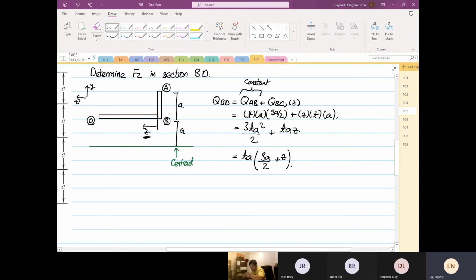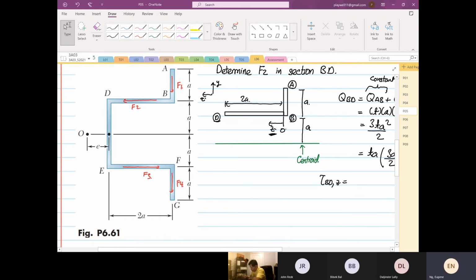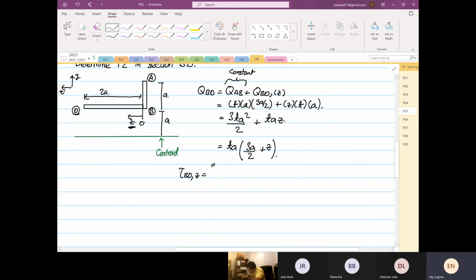That is our QBD. Then we substitute about the shear in section BD as a function of Z. So now the limits change, right? Why? Because this is 0, and the distance from here to here, this distance, is 2a. Okay, so if you look at the diagram, this is 2a. Okay, so now this will be 0 to 2a, right? So we have, no, I'm finding the shear stress first. Sorry, the shear stress. So V over I, right? And the thickness is T, right? Q will be equal to TA, I'll put in a big square bracket, TA 3A over 2 plus Z.